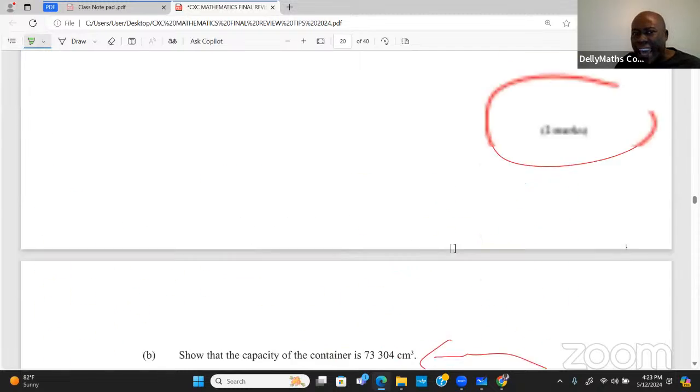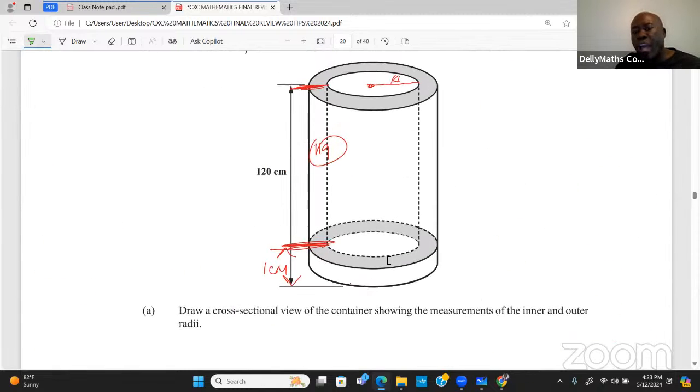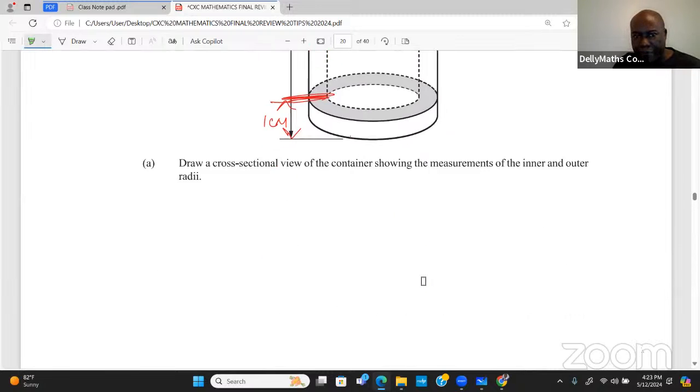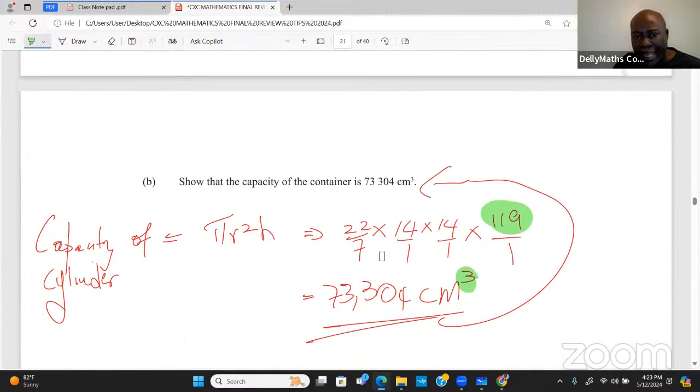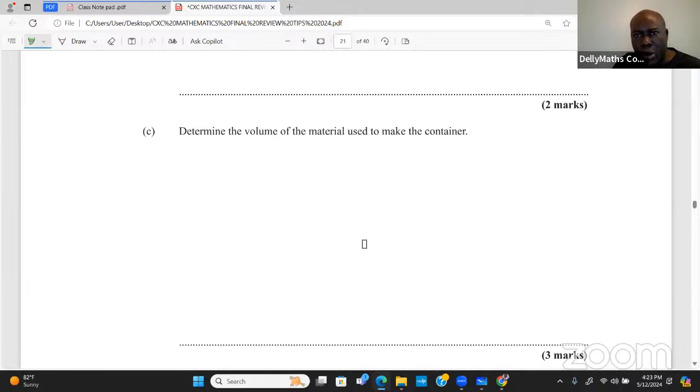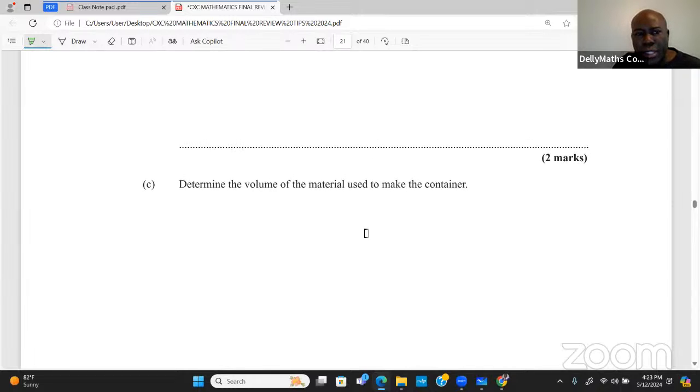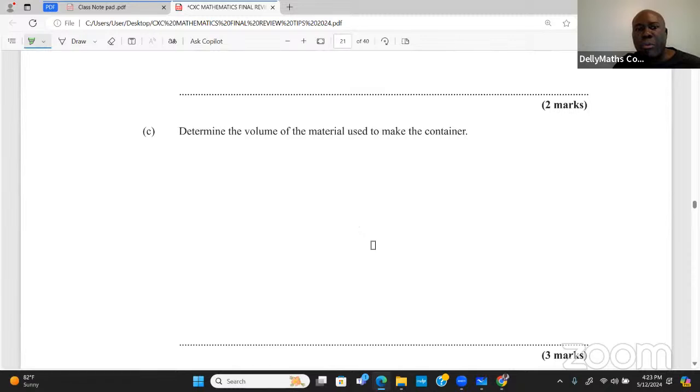So if the entire height is 120, we ought to know that the small inside one stops at 119. All right, let's go for the next question. We're coming down. All right, so the second question says, determine the volume of the material used to make the container.